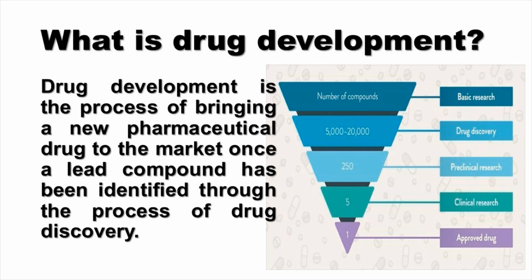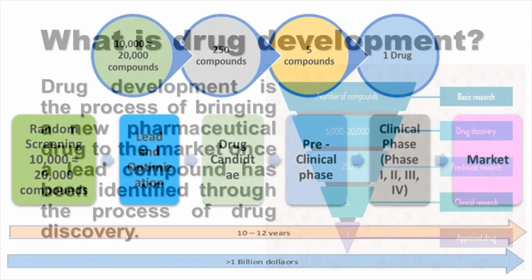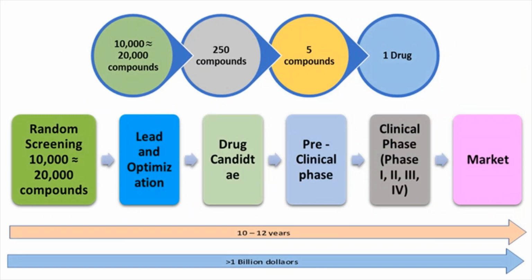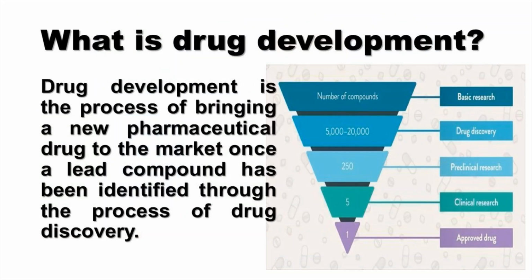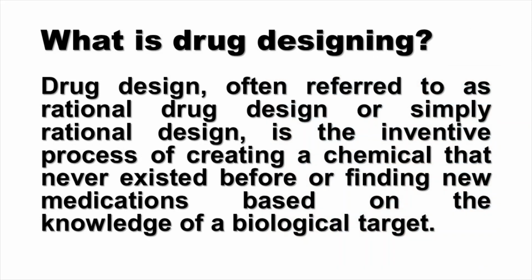You start with thousands of compounds and you screen and you do all your preclinical research and clinical research. Finally, you get one approved drug. It will take about 5 to 10 years for this whole process to complete, and it will cost about 800 to 2000 million US dollars.